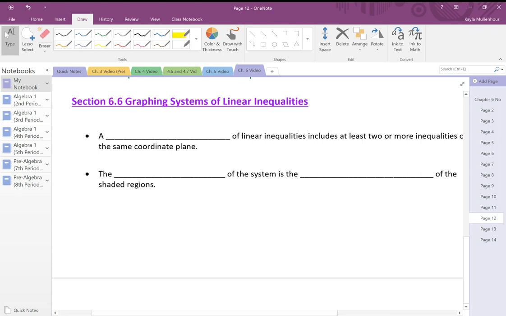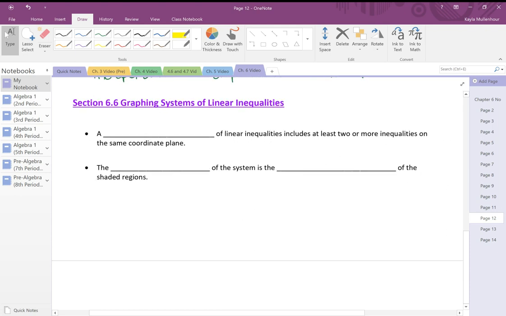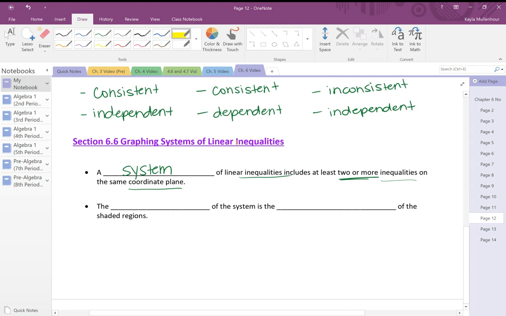Section 6.6, Graphing Systems of Linear Inequalities. So this time we're going to look at systems of linear inequalities on a graph. A system of linear inequalities includes at least two or more, and this time we'll probably see more than two, inequalities on the same coordinate plane. Before, we were looking at just two lines that were maybe crossing, maybe the same line, or maybe parallel, just like this review showed us. But now, again, we're looking at inequalities.